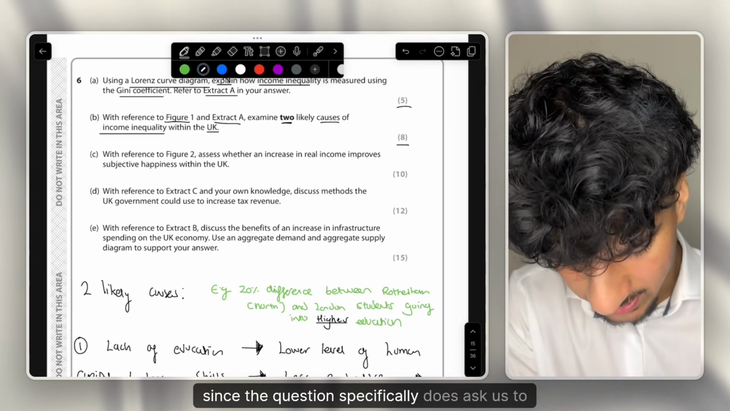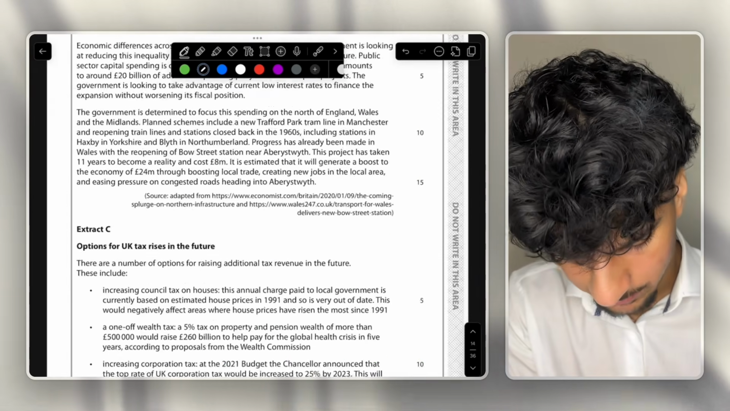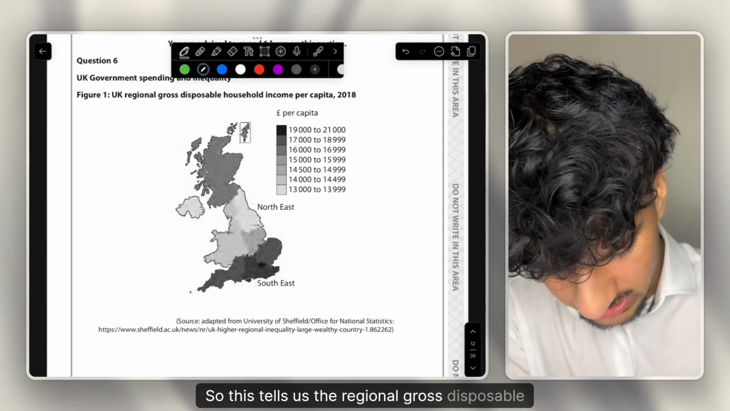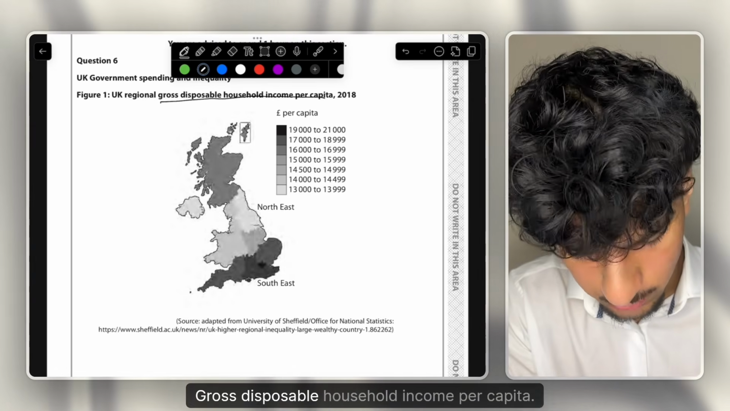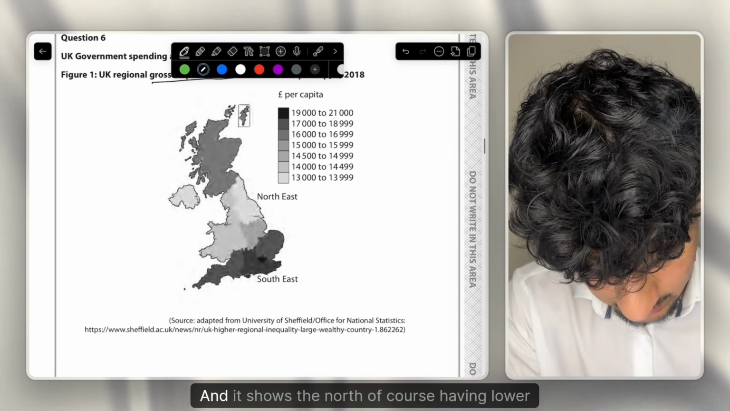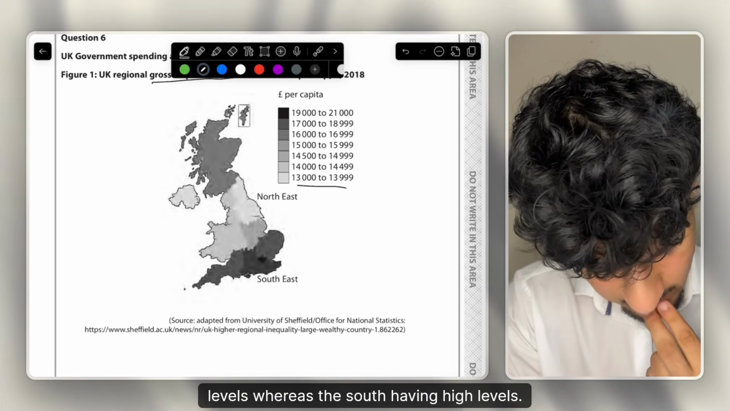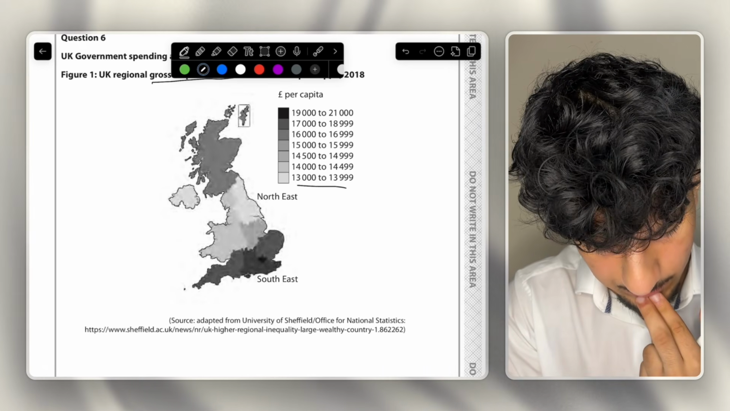Since the question specifically does ask us to reference both these figures, I'm going to have a quick look at figure 1. So this tells us the regional gross disposable household income per capita, and it shows the north, of course, having lower levels, whereas the south having higher levels. So I'm just going to quote probably a figure from here.